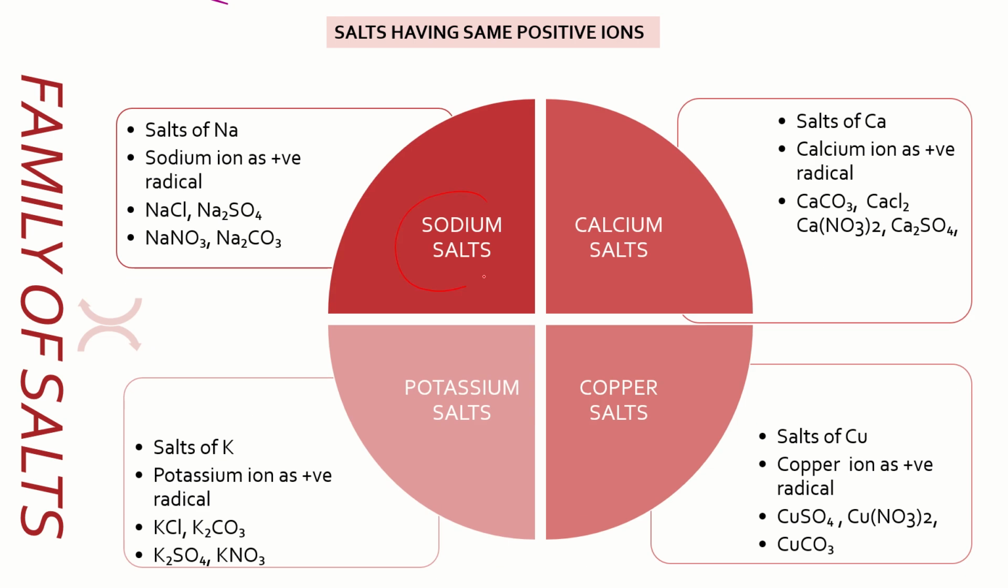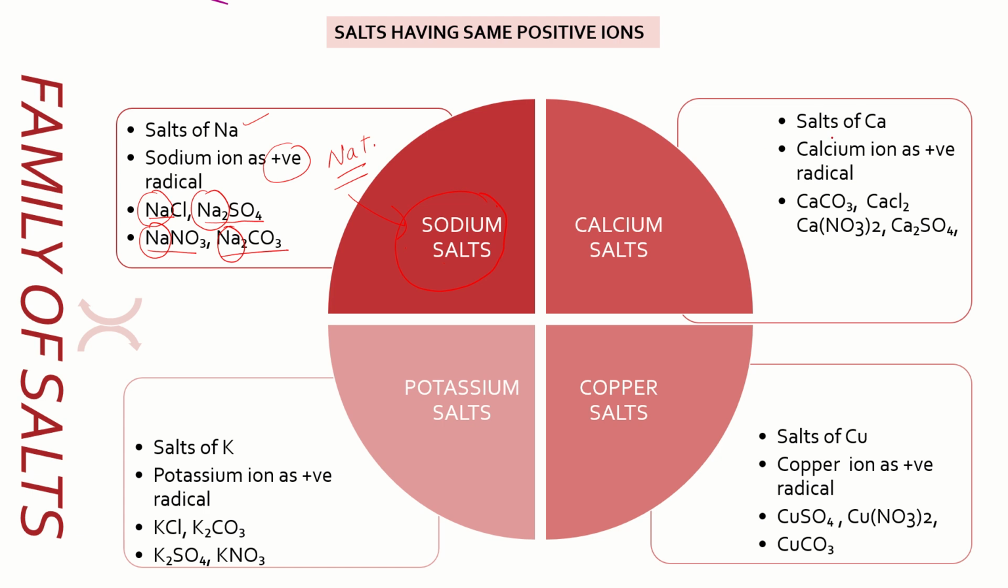Now sodium salts. Sodium salts contain salts of sodium. They have a positive radical, that is the Na+ ion. Examples: sodium chloride, sodium sulfate, sodium nitrate and sodium carbonate. In all of these, the sodium ion is the common ion. That is why they belong to the family of sodium salts.